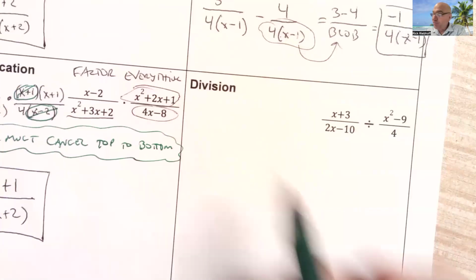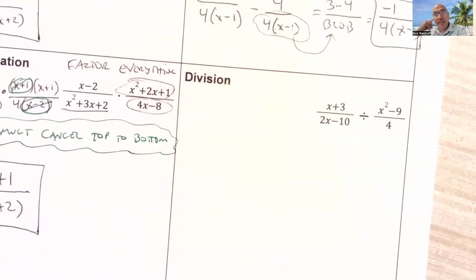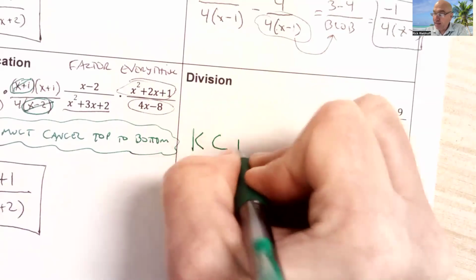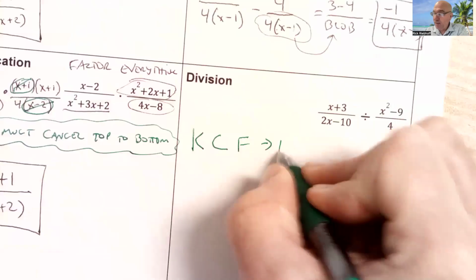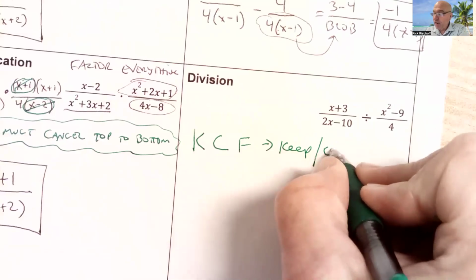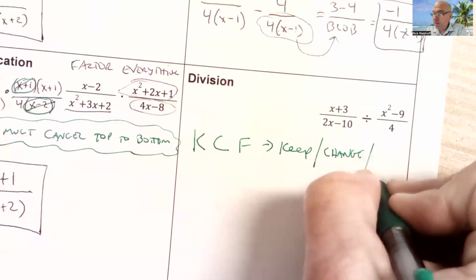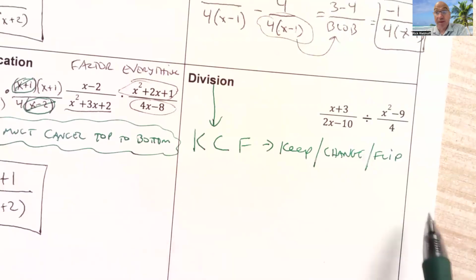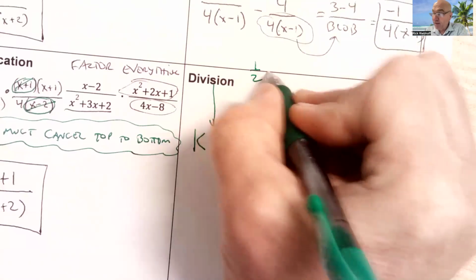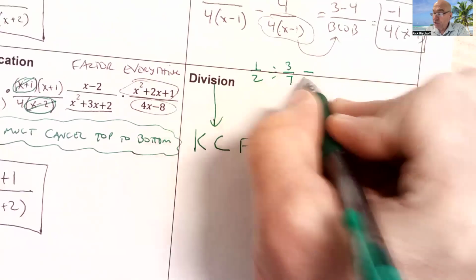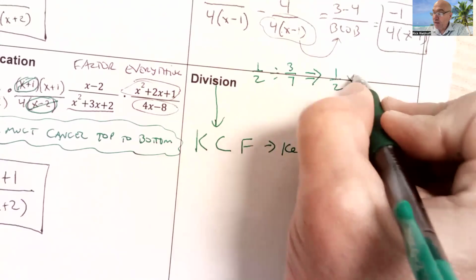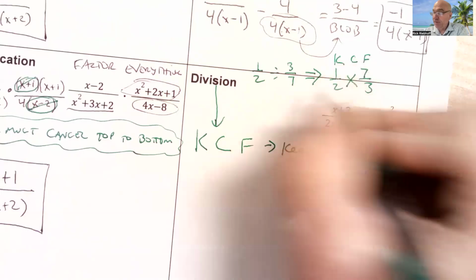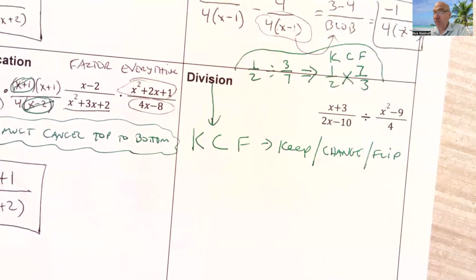Okie dokies. Division. Division is a little tricky. My trick to you, and you might remember this, is KCF, which stands for keep, change, flip. So if you're dividing fractions, we keep, change, flip. You may have remembered this before. 1/2 divided by 3/7 turns into keep, change, flip, right? KCF. Keep, change, flip.